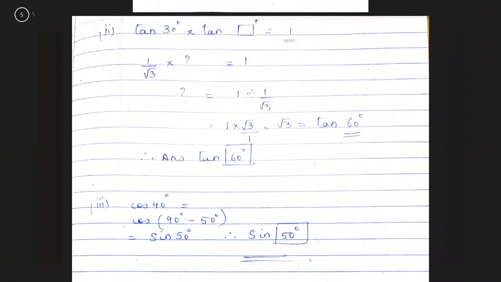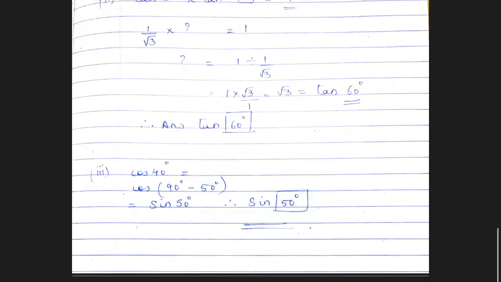Second question, tan 30 into tan of what value gives me 1? Tan 30 is 1 by root 3. Tan of what value? Let it be x. That's equal to 1. Now this value, to find out, it is 1 divided by 1 by root 3. Reciprocal, 1 into root 3 by 1. Answer is root 3. Which value of tan gives me root 3? 60 degrees. Therefore, my answer is 60.